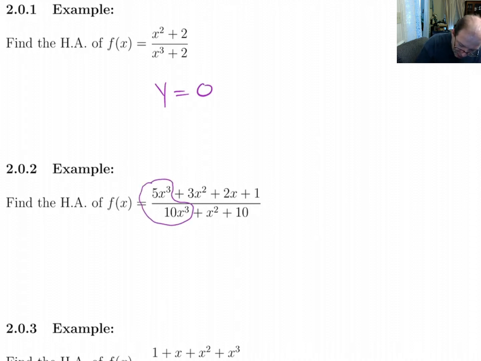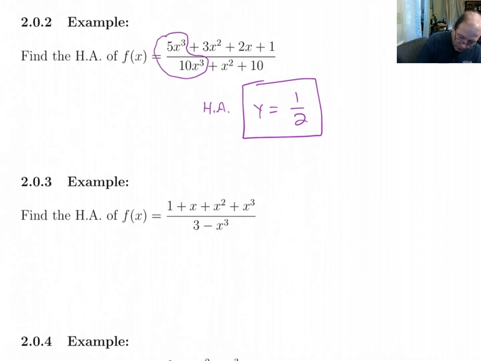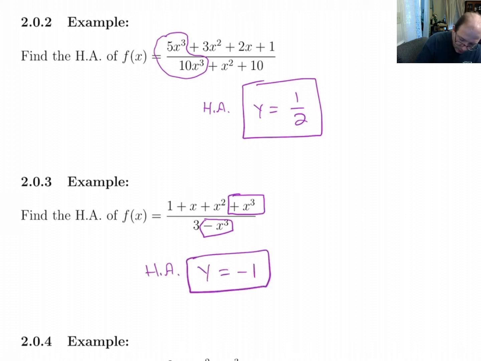Okay, down here, we've got the same degree on top and bottom, so the horizontal asymptote is going to be y equals 5 over 10, or 1/2. All right, on this one, this is the leading term and this is the leading term. So for this one, the horizontal asymptote is going to be y equals -1. When you do these, be sure to grab the sign as well as just the number.